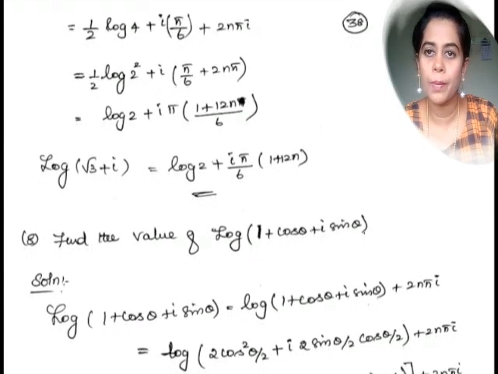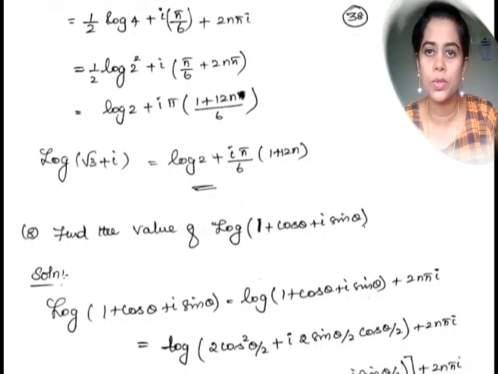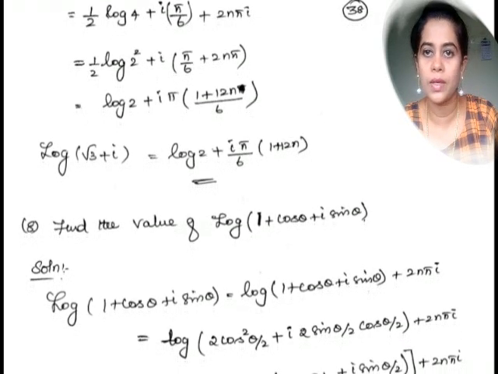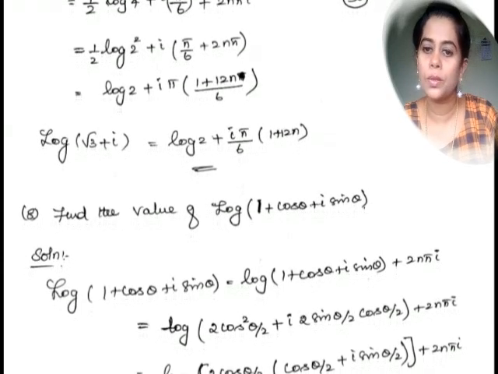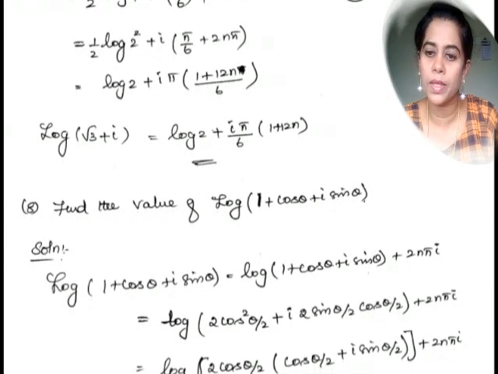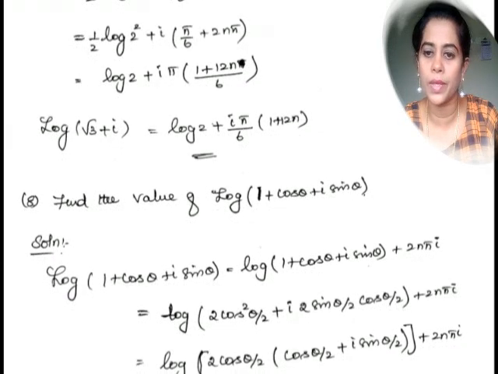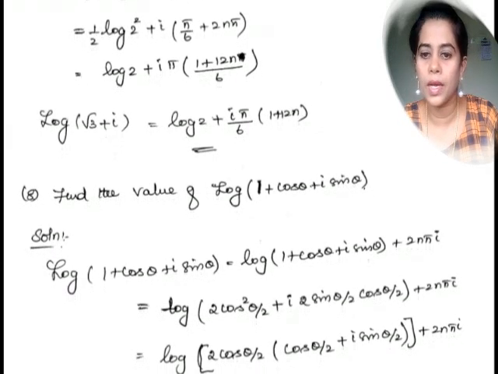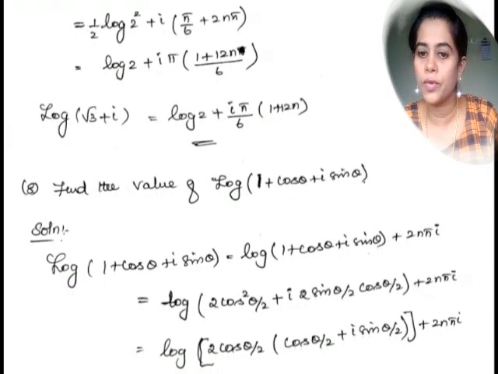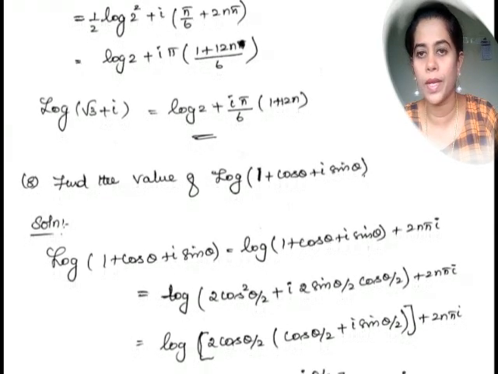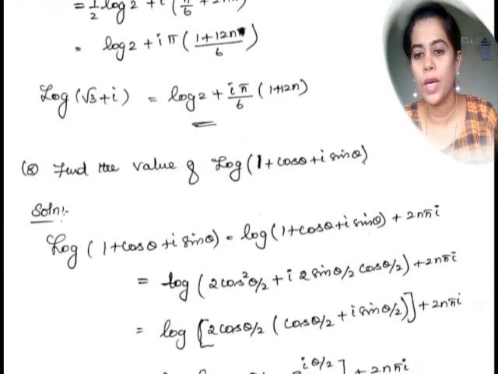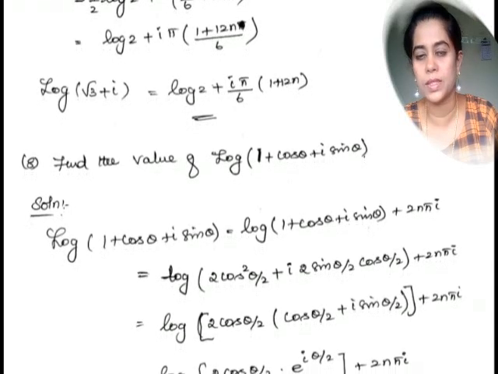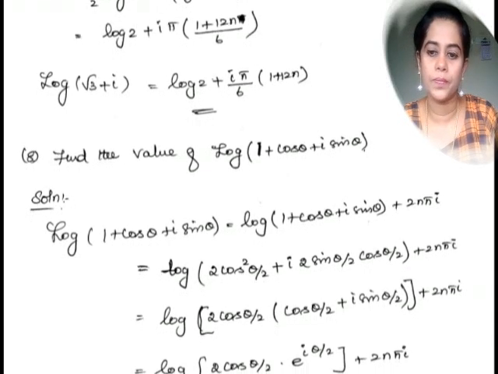And this log 4 can be written as log 2 squared. So bring this 2 to the other side. It is 1/2 into 2 log 2, the 2s getting cancelled. So plus i π/6 plus 2nπi. Because iπ is common, therefore it is log 2 plus iπ times (1/6 + 2n). Taking the LCM, it is (1 + 12n)π/6. So we proved the answer.